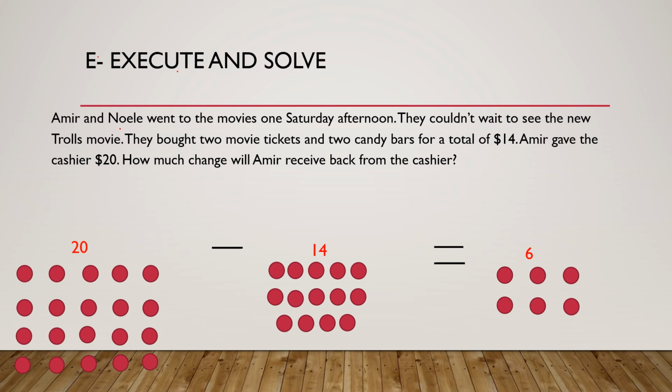Money Amir spent. So we're subtracting, because anytime you're giving money and you're receiving back change, that means you had to have subtracted. So we have 20 circles, which represents our $20. And then we're also taking away 14, because that is how much the movie tickets and the candy bars cost, $14. So 20 minus 14 leaves us with a total of 6. So that is how much money Amir will receive back from the cashier.